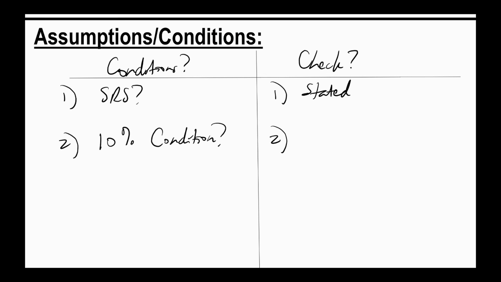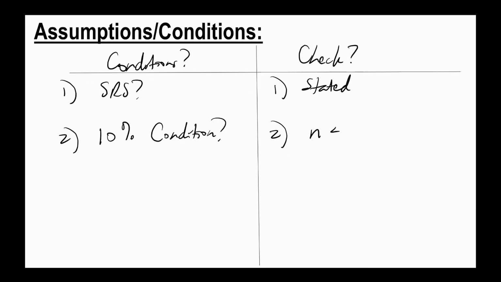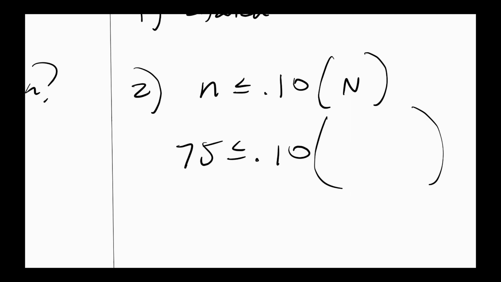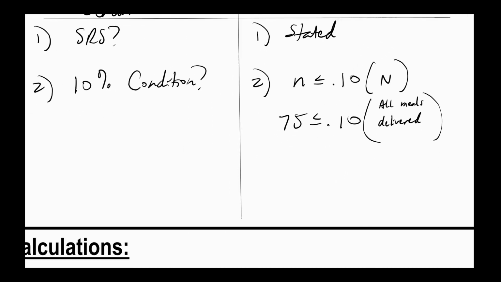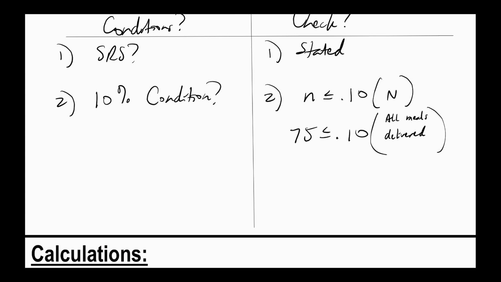Number two, 10% condition. n is less than or equal to 10% of big N. Well, n was 75. We said that at the beginning. We don't have a number for big N. So who would the population be? All meals delivered. Since we don't have a number, we just write down who the population is and we check it and move on.